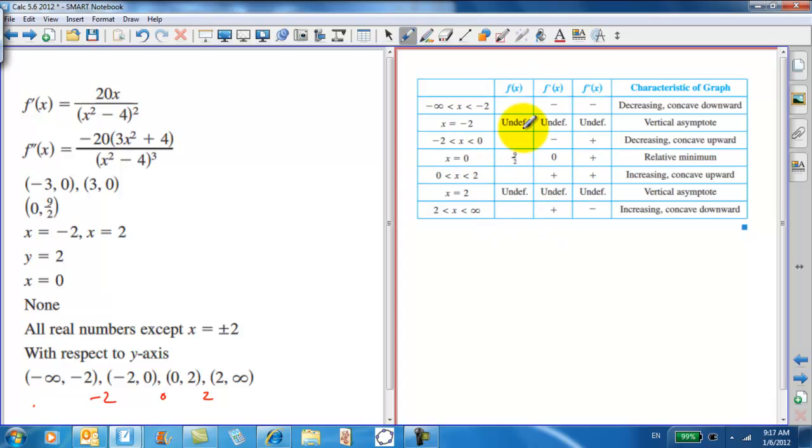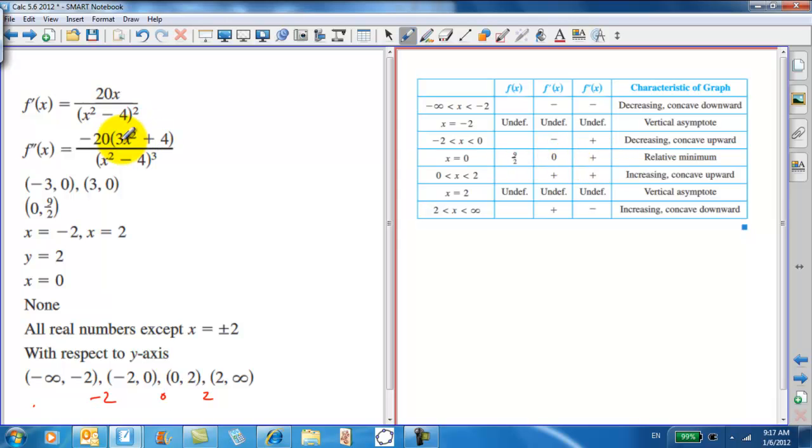Negative 2 and 2 make the function undefined, the derivative undefined, and the second derivative undefined. And we got a vertical asymptote there. At x equals 0, f of x is 9/2. You can put 0 in there. We determined that as the y-intercept. And f prime of x is 0. And the second derivative is positive.